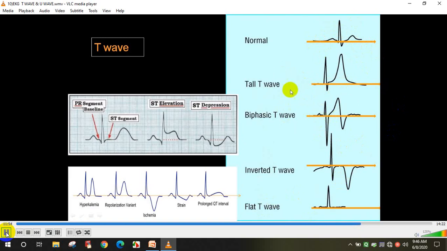And if it is seen in a few leads which are consecutive leads, we call it a localized T wave change. And localized T wave changes are always suggestive of ischemic heart disease.